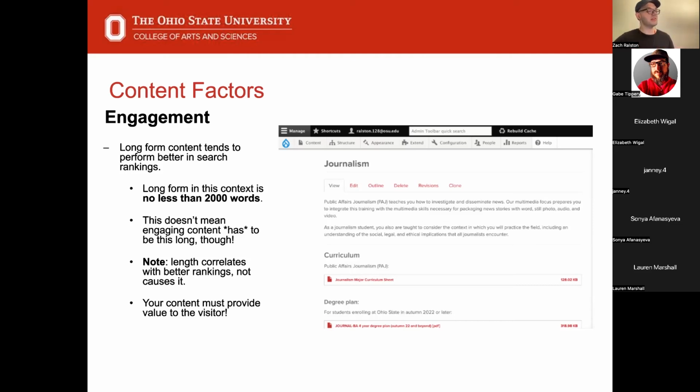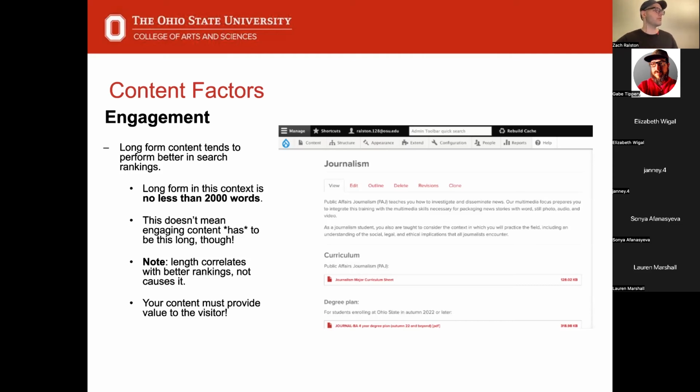And ultimately, what Google is looking for engagement-wise is that the more engagement your website or your content has, that's essentially how Google is determining the value of your website to someone searching for information about, let's say, a communications major, journalism major, things like that.